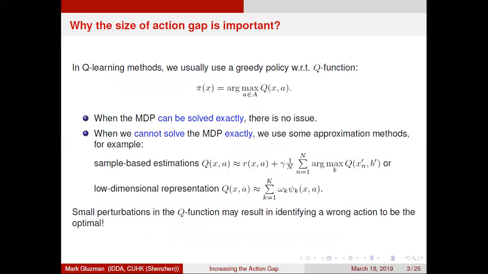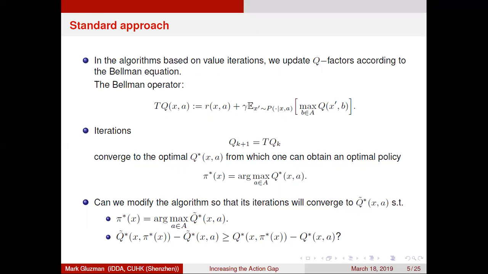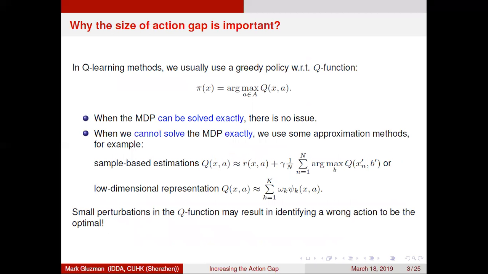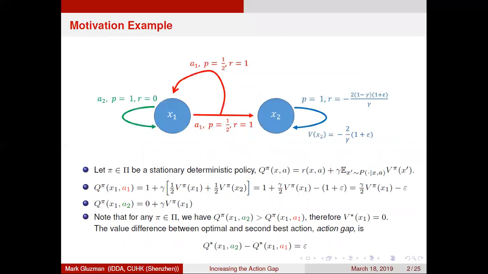Why do we want to? Because this is standard value iteration, a dynamic programming approach where we know everything, we can calculate this expectation exactly. There is no approximation of the Q value. However, in the real world, we cannot solve the MDP exactly. So we use some approximation methods, like sample-based estimations or low-dimensional representations, and we want to have the action gap between optimal and suboptimal or near-optimal actions as large as possible.